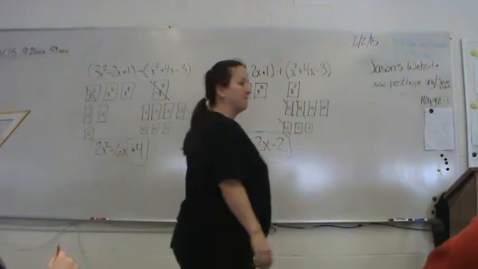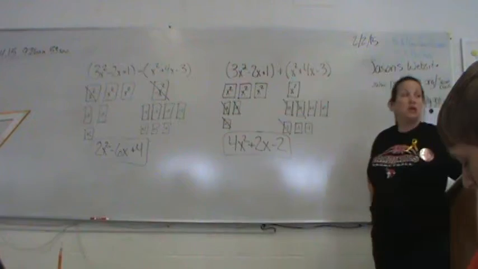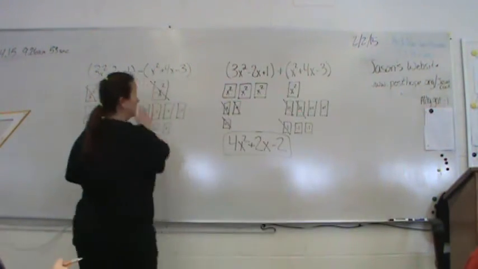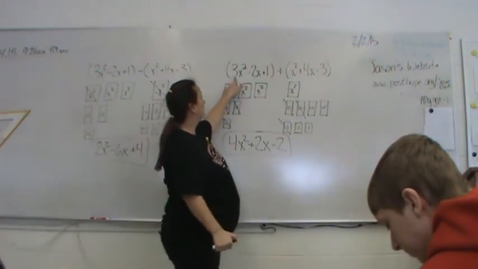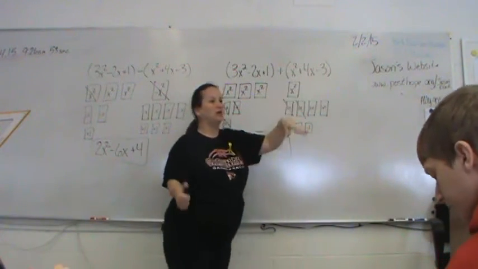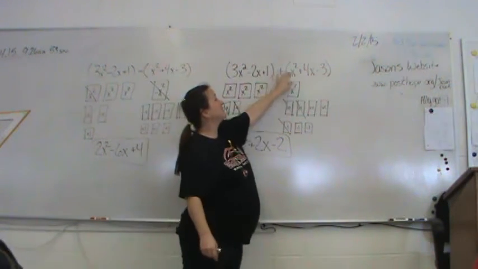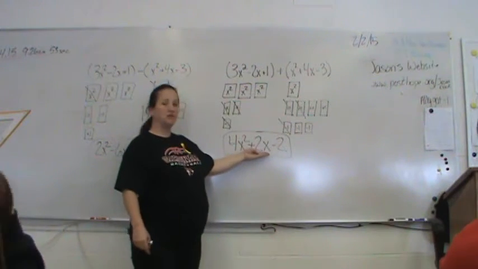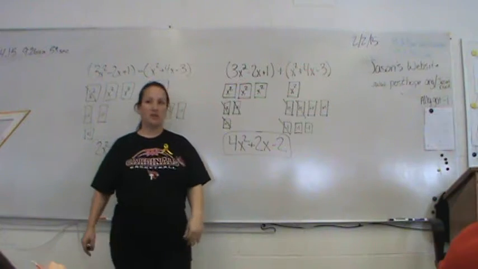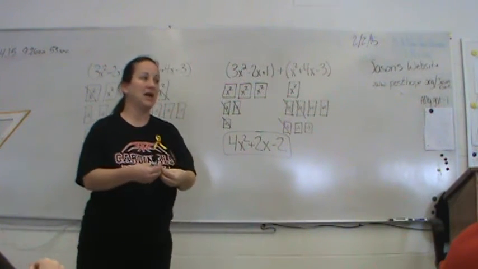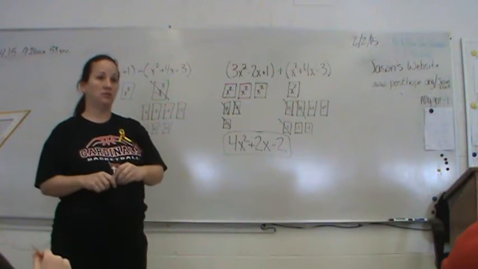Tomorrow, do we have to do it with tiles? No. You're doing the exact same thing tomorrow, only by the time you get to that, you should be able to say, okay, I have a 3x squared plus a 1x squared, which gives me a 4x squared. A -2x plus a 4x gives me a 2x. A 1 minus 3 gives me a -2. So seeing it with the tiles is going to make you better understand it tomorrow.